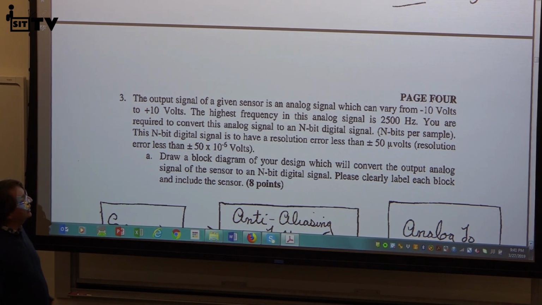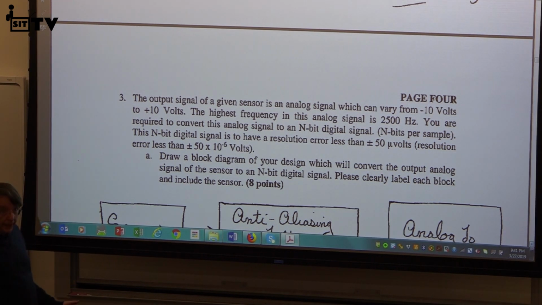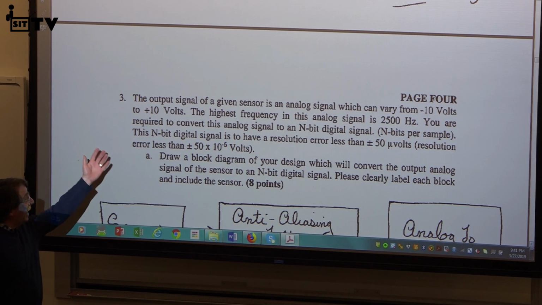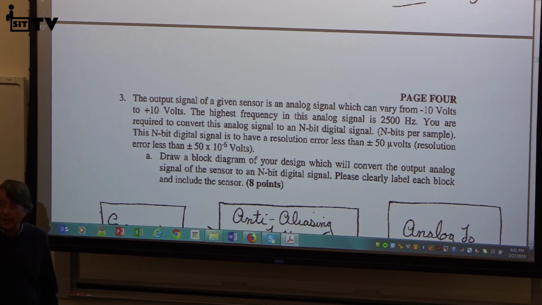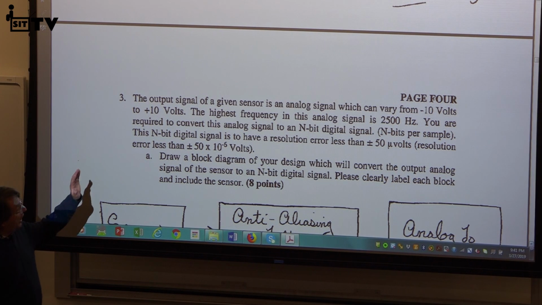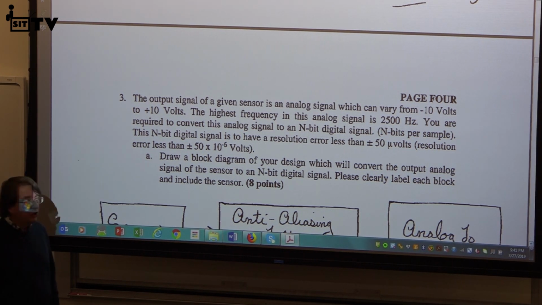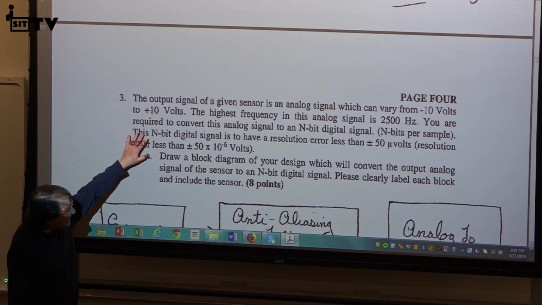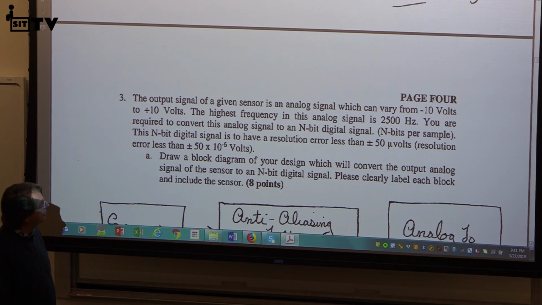The output signal of a sensor is analog. It can vary from -10 to +10. The highest frequency is 2500 hertz. Right away you know what's coming: sampling and maybe a filter. You want to convert this to an n-bit digital signal.